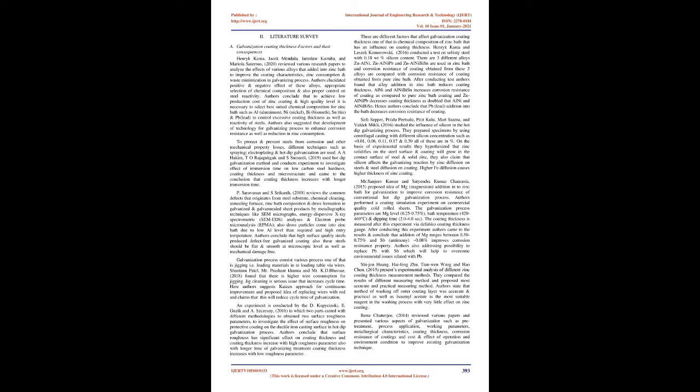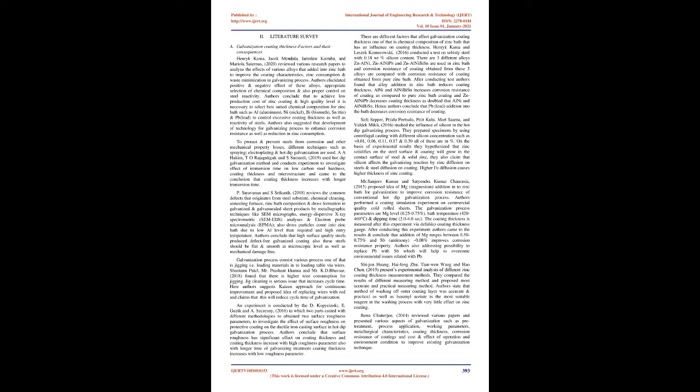The galvanization process consists of various processes. One of them is jigging, i.e. loading materials onto the loading table via wires. Shantanu Patel, Mr. Prashant Khanna and Mr. K.D. Bavsar, 2018, found that there is higher wire consumption for jigging. Jig cleaning is a serious issue that increases cycle time. Here the authors suggest a Kaizen approach for continuous improvement and proposed the idea of replacing wires with rods, and claim that this will reduce the cycle time of galvanization.